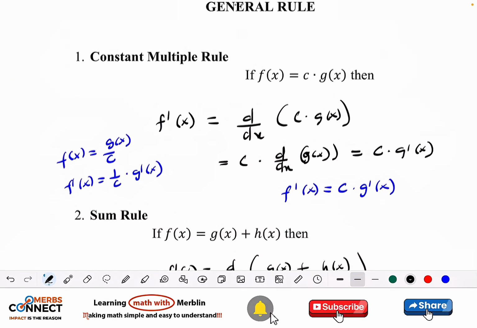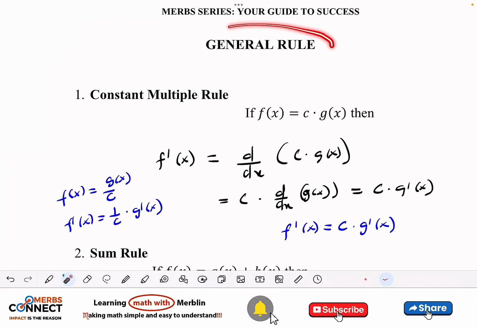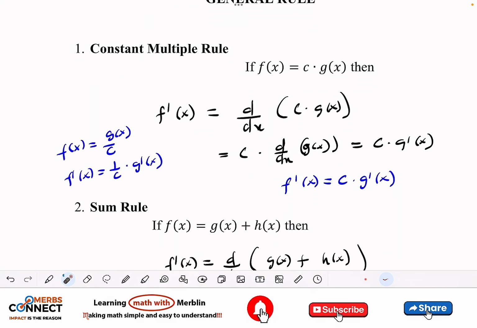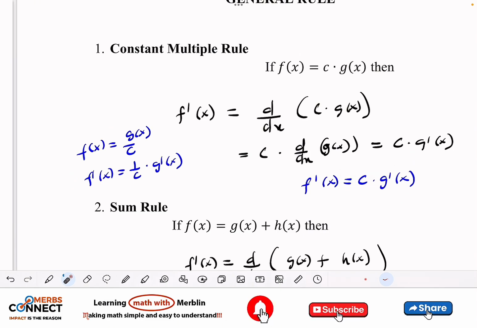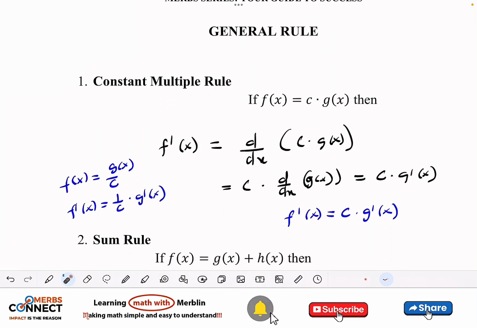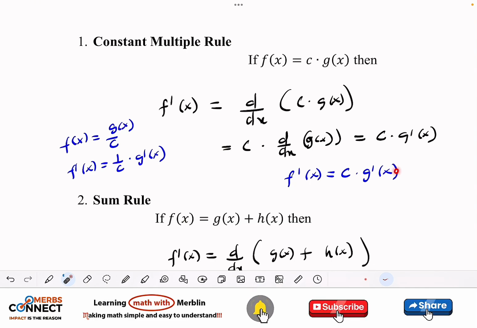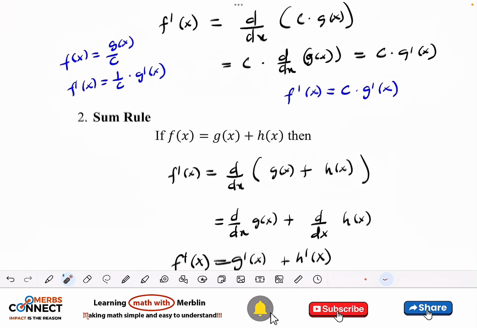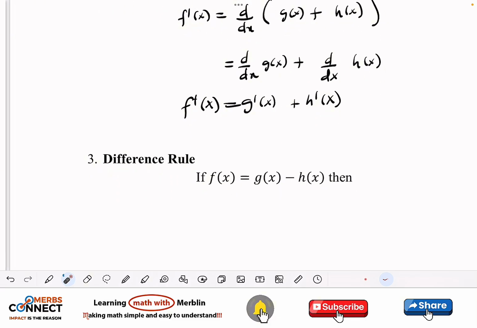So remember, everything that we are doing here is what I call the general rule, which is the formulas. I just need to have these formulas whenever I'm differentiating a function, like the constant multiple rule: just factor this one out and differentiate this. But the one I was talking about, the rules for differentiating individual functions, is the rule that will help us know how I am going to differentiate this g of x. That's what I call the rules for differentiating individual functions.